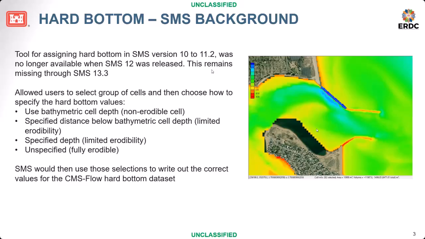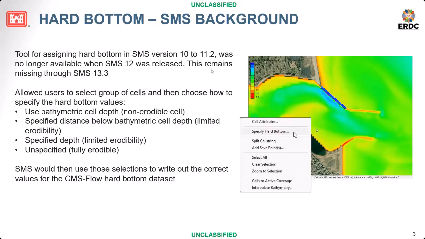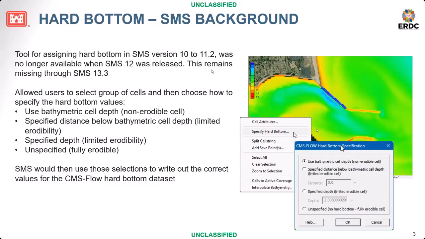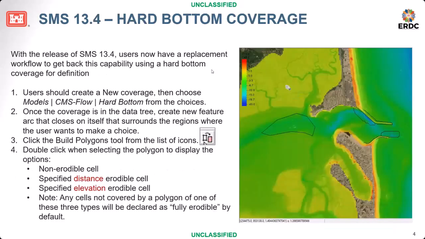So we have a couple of different options that the user can choose, from totally non-erodible to limited erodibility, whether it be a distance below the bottom or distance below the actual mean reference water level. So quickly showing how it used to be, there was an option to select some cells, specify the hard bottom, and then it would pull up this interface. And in the new interface, it's done a little bit differently.